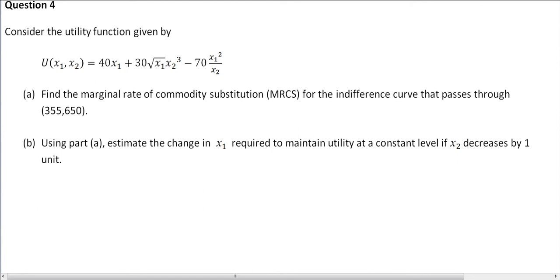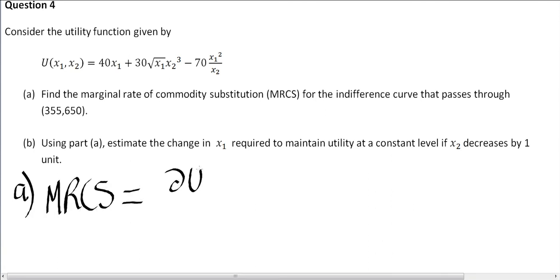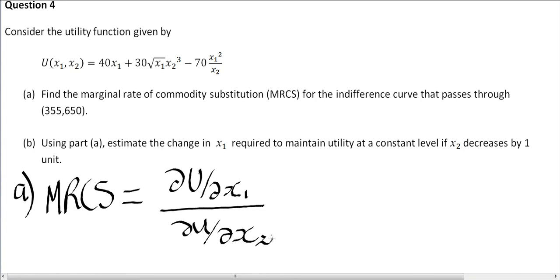Now, I'm afraid you'll have to know off by heart your formula for MRCS. So we have MRCS equals, and it's not too bad, it's just the first partial derivative, del u del x1, divided by the second partial derivative. Okay, so like before, we have to find both partial derivatives, and we're going to have to get the number answer for it. That point there means x1 is 355 and x2 is 650.